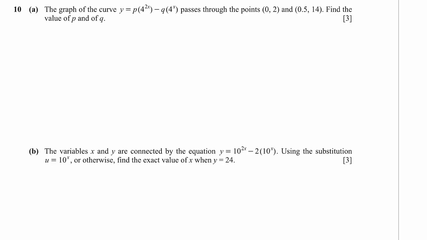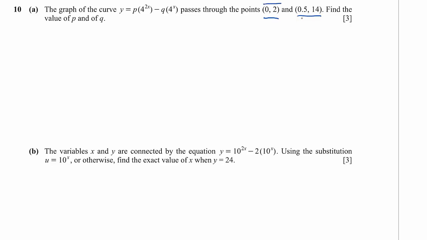The graph of the curve y equals p times 4 to the 2x, take away q times 4 to the x, passes through the point (0, 2) and (0.5, 14). Find the value of p and of q. This just looks like simultaneous equations.